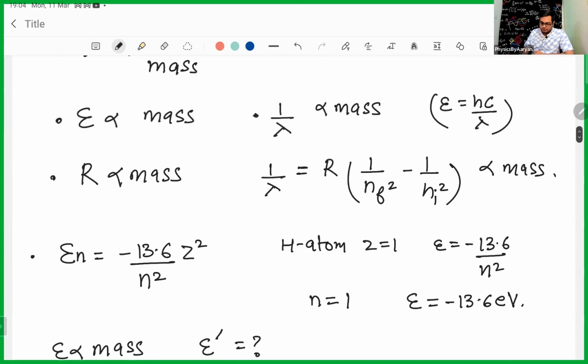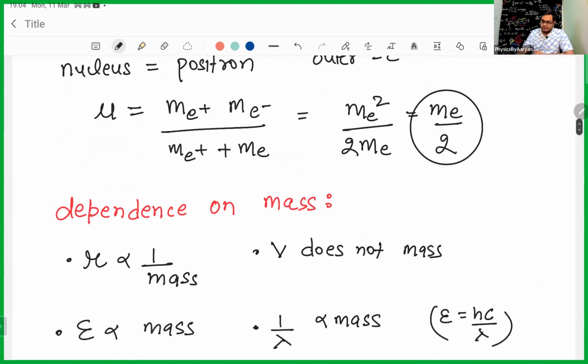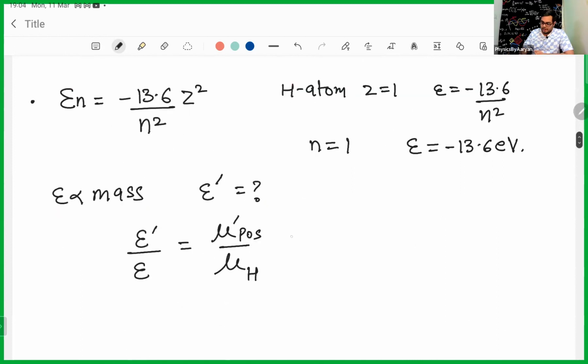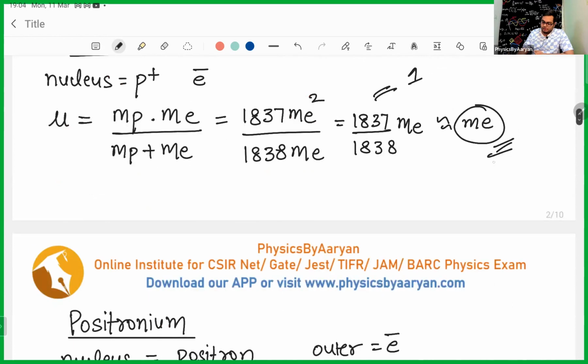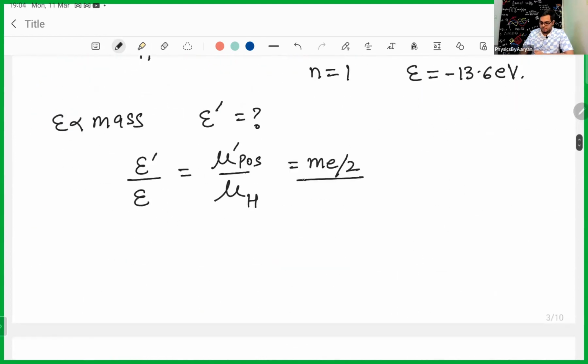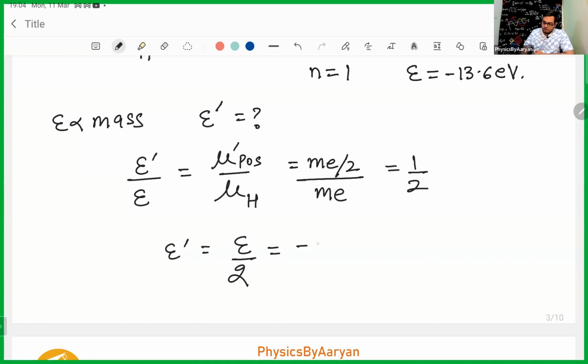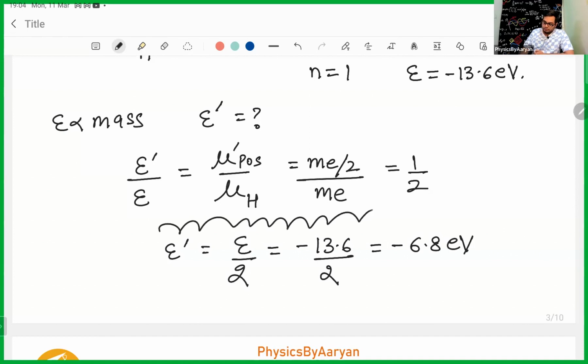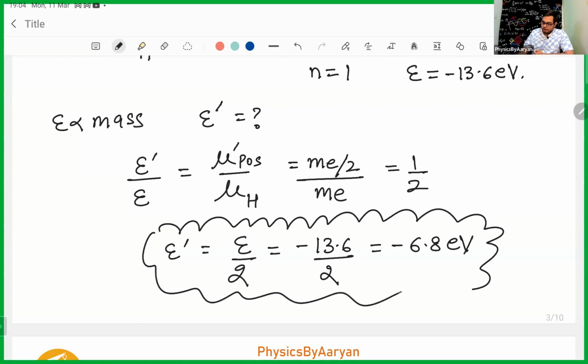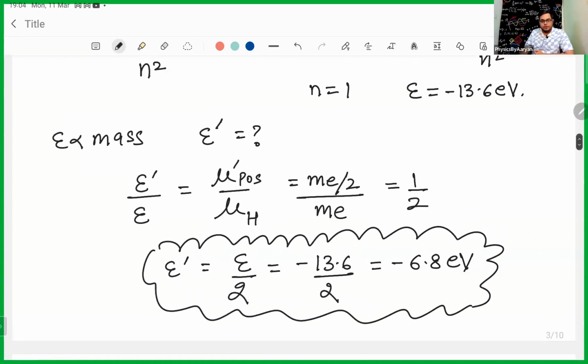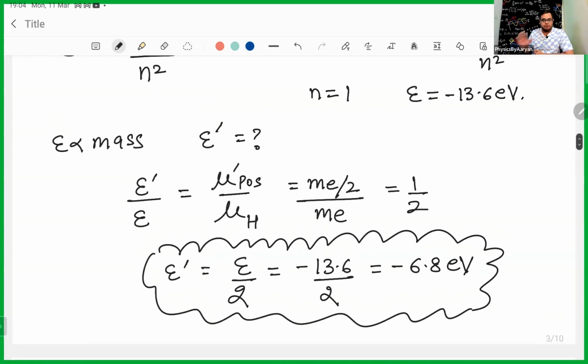So what is the reduced mass for positronium? Me by 2. So here I simply write Me by 2. And what is the reduced mass for hydrogen atom? That is simply Me. So then I divide by Me. So E dash by E comes out to be half. It means E dash comes out to be E by half. E is already given, which is basically minus 13.6 divided by 2. So that will be minus 6.8 electron volt. So ground state energy positronium atom के लिए कितनी होगी? Minus 6.8 electron volt. How many of you are okay with this solution?